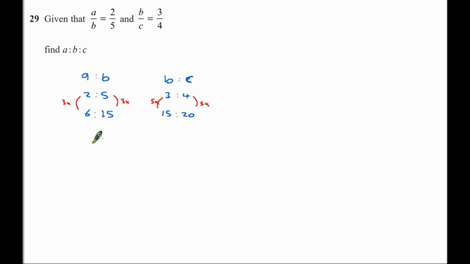So what this is saying is when a is 6, b is 15, but it's now also telling us that when b is 15, c is 20. So given that b is the same in both cases, that gives us the ratio of a to b to c of 6 to 15 to 20. And that's our solution.